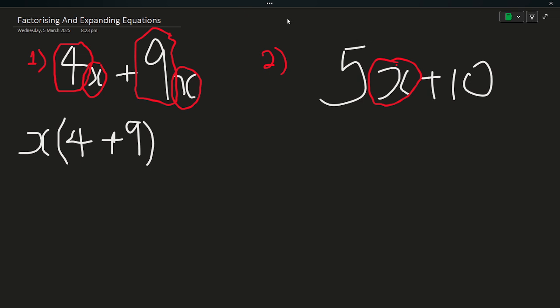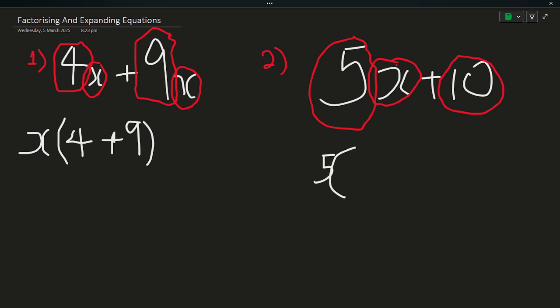But looking at the coefficients, 5 divided by 5 is 1, and 10 divided by 5 is 2. That means that 5 can be outside of the bracket, which basically means 5 can be factorized. So 5 can be factorized. We're gonna put that outside of the bracket.